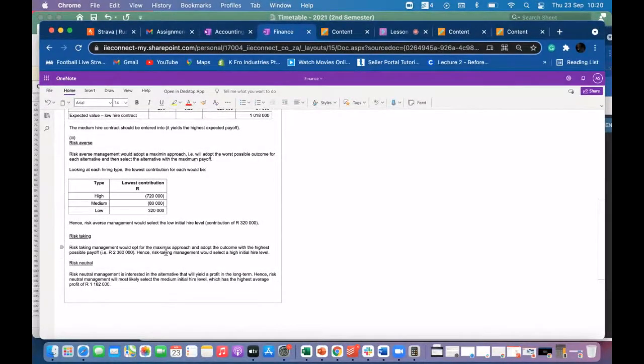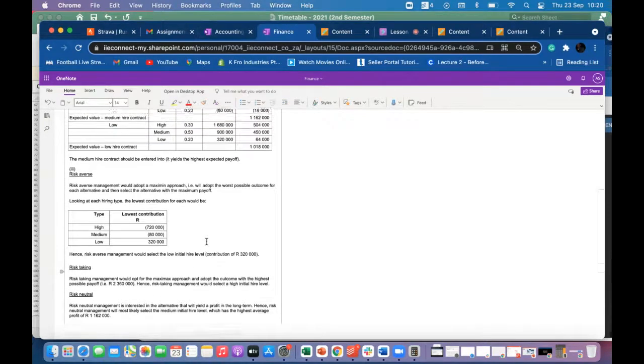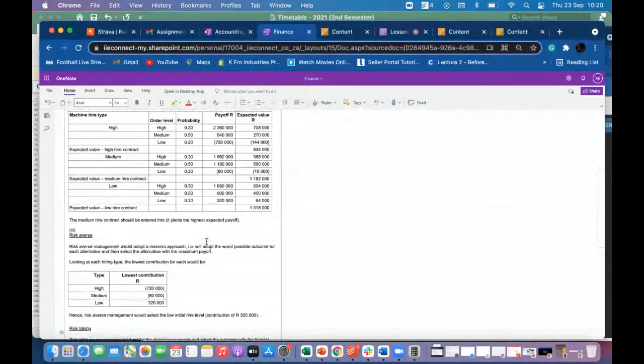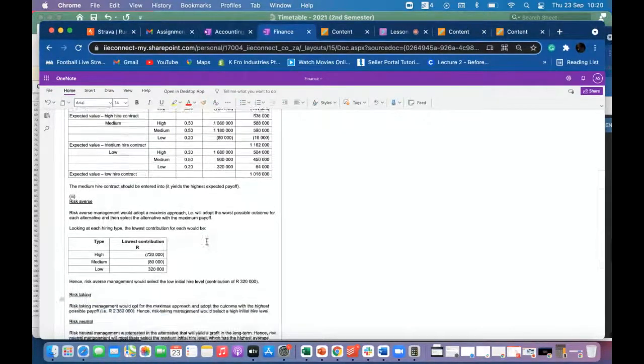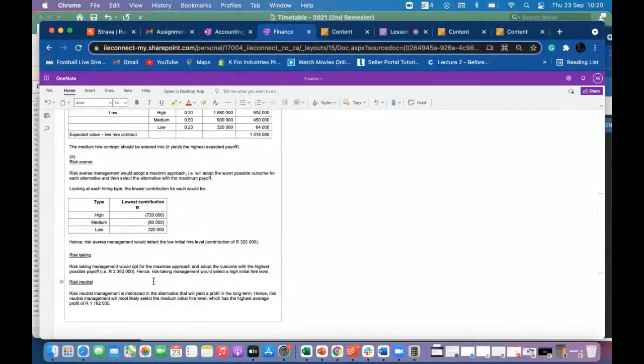Risk-taking management would opt for the maxi-max approach and adopt the outcome with the highest possible payoff, which is this 2,360,000, which is high. Hence risk-taking managers would select a high initial hire level.